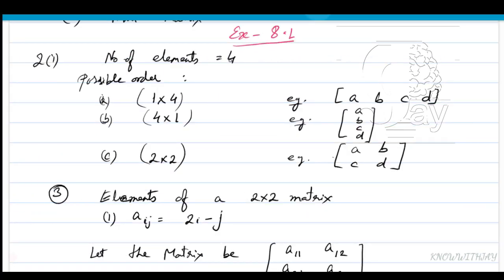Here are some questions based on the exercise 8.1. Now I have not written the questions, but it's very simple to understand the questions from these steps written in the answer. In question number 2, we have to find the number of possible orders with the number of elements given in a matrix, 4. So if we write all the elements in one row A, B, C, D, then the order is 1 by 4. And if we write all the elements in one column, then the order is 4 by 1. If we write it in the form of a square arrangement, then A, B, C, D, we have a 2 by 2 order. So these are the possible 3 types of orders that are possible with the given 4 elements.